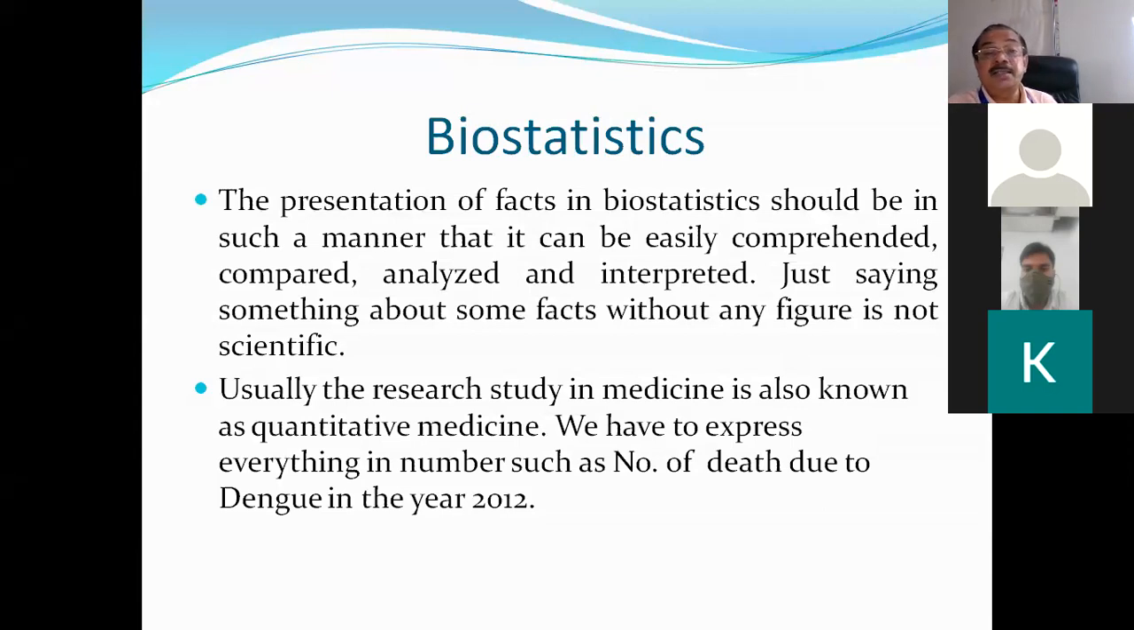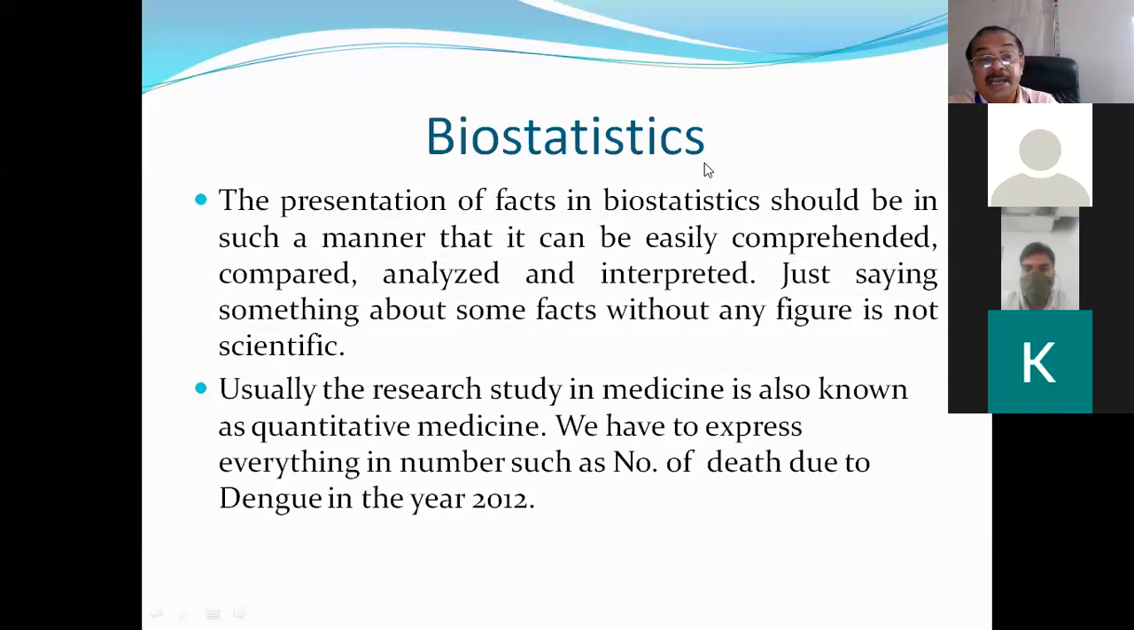So usually the research study in medicine is also known as quantitative medicine. What is quantitative? When we give some number, it becomes quantitative. There are two types of study: one is quantitative and one is qualitative. So we shall know what the difference is between quantitative study and qualitative study.